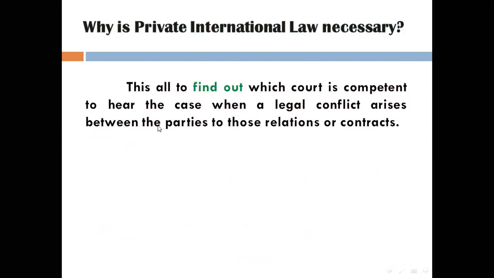So let's continue. Why is it important to know what is the law that is applicable to the case or to the examples that I mentioned previously? This is important because we also want to find out which court is competent to hear the case when a legal conflict arises between the parties to those contracts or to those relations in the previous examples. So it's not easy actually to say that I must apply the Egyptian law and I have not to take into my consideration the other law, I mean the Italian one. It's not easy to follow this logic because there are problems that may happen if I depend on one of these laws, as I will show you later, inshallah.